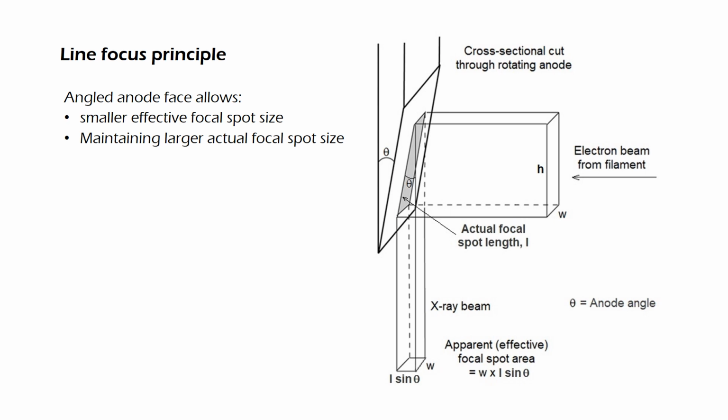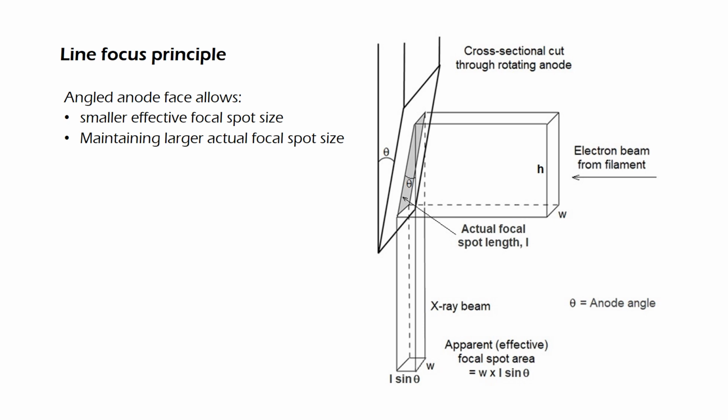Illustration of the line focus principle employed in X-ray anodes. Here, a cross-sectional cut through a rotating anode is shown. By beveling the edge of the anode, the electron beam, traveling in from the right in this figure, can expose a relatively large expanse of anode while the projected cross-section of the X-ray beam, traveling downward in this figure, remains relatively small.